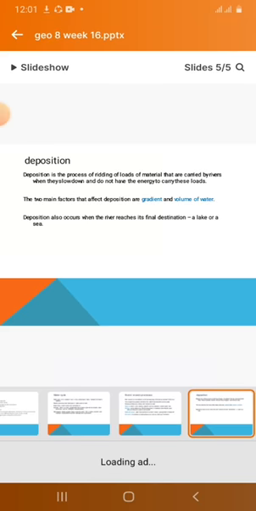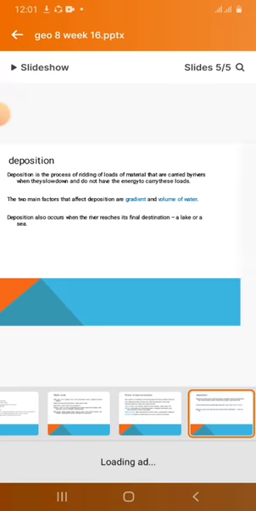The volume of water also affects the process of deposition. When the volume of water is shallow, deposition will take place more. Deposition also occurs when the river reaches its final destination, whether it's a lake or a sea.